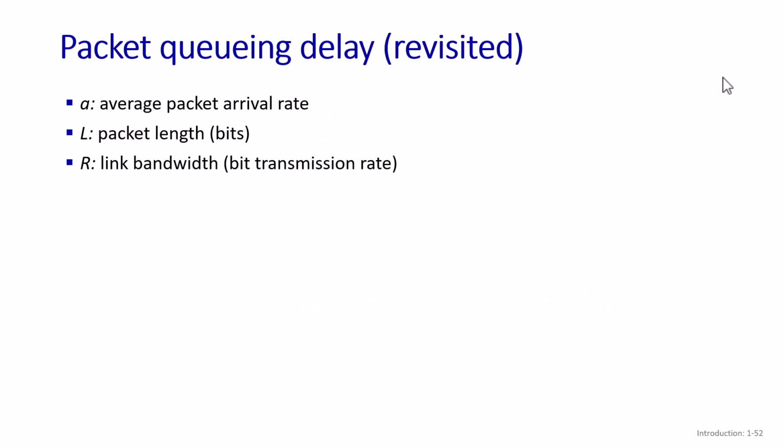Let's take a closer look at the packet queuing delay. We have average packet arrival rate A, we have packet length in bits L, and we have R, the link bandwidth or bit transmission rate. Now, L times A is the arrival rate of bits, and we have R, which is the service rate of bits.